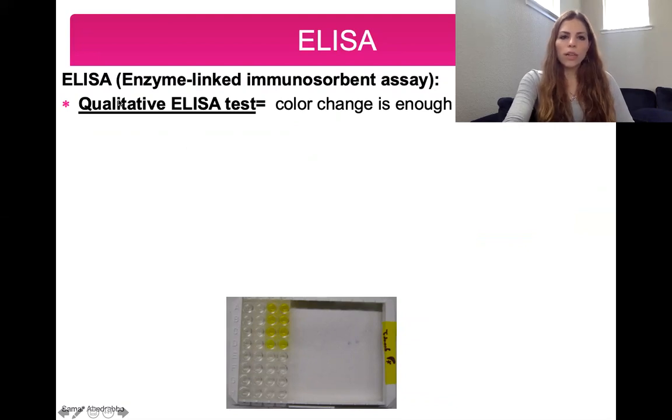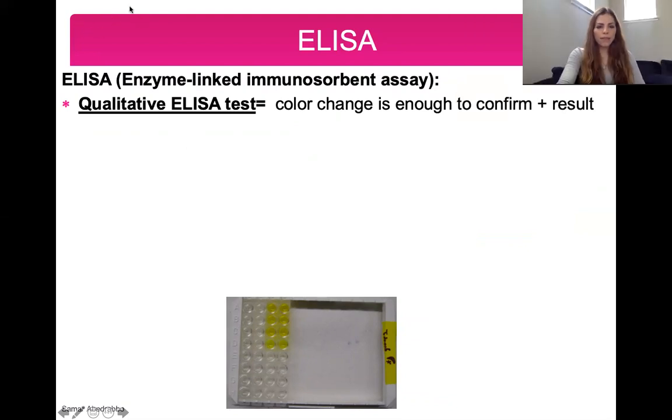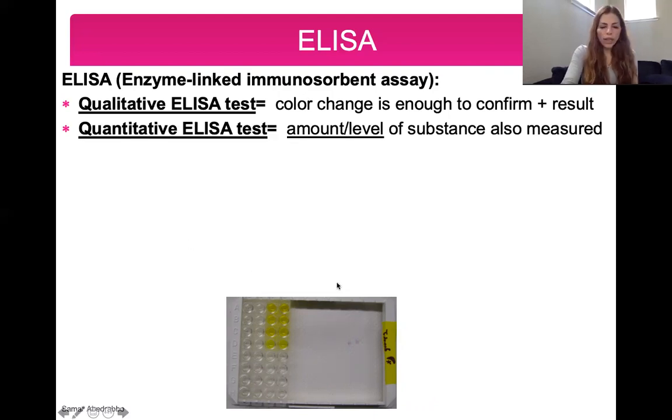Okay. So there's two types of ELISA. Well, there's qualitative ELISA and quantitative ELISA. Qualitative ELISA means you just care if something is present or not. So it's just saying, are you pregnant? Yes or no. You don't care how pregnant someone else is. That's a qualitative ELISA. And then a quantitative ELISA is when you're actually trying to quantify something.